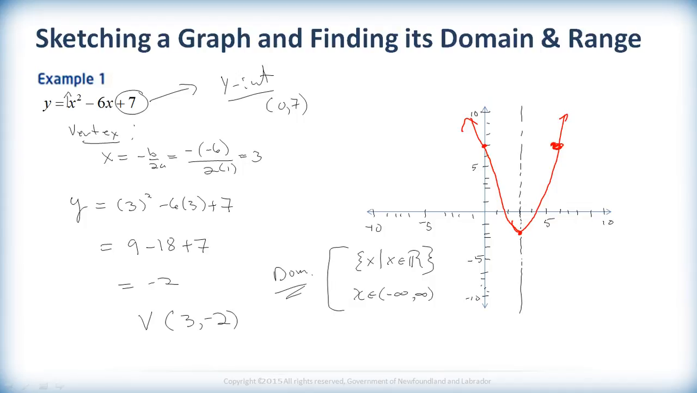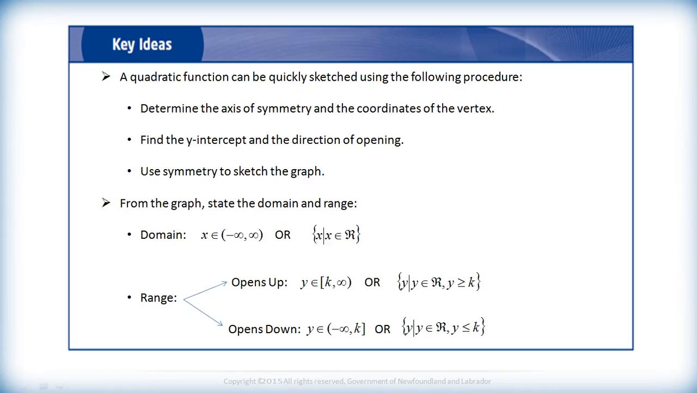All right, then we're going to state our range. Range in this case, also not too bad. As far down as that y coordinate there, which was at -2, so we're going to say y can be any real number, but it's got to be bigger than or equal to -2. So when I write that in interval notation, y is going to start at -2 and go all the way to infinity.